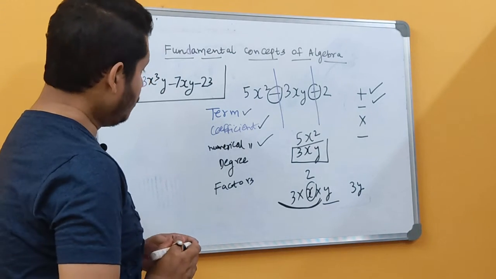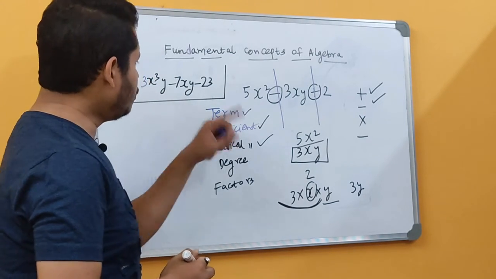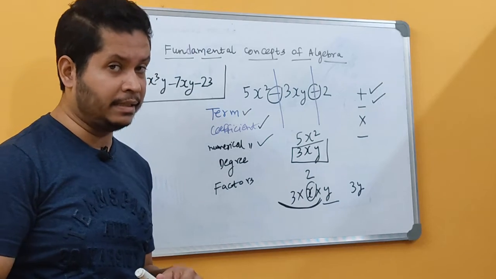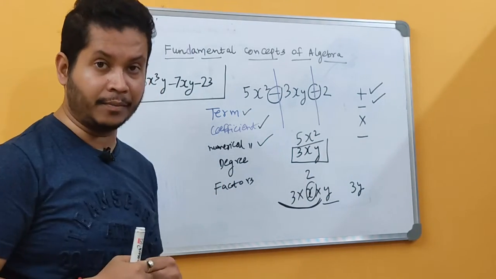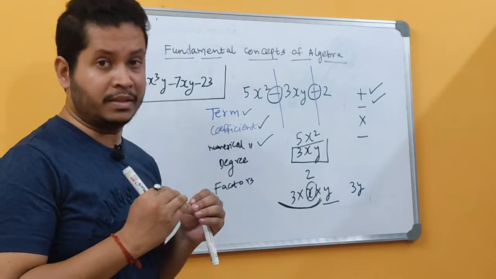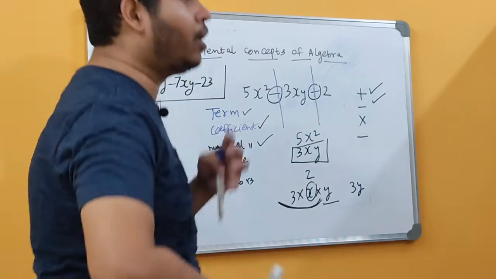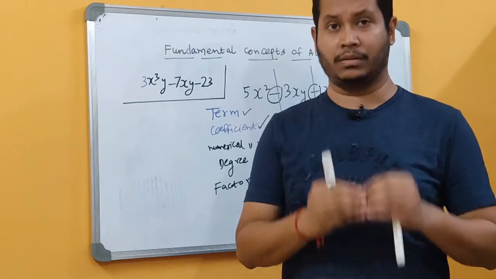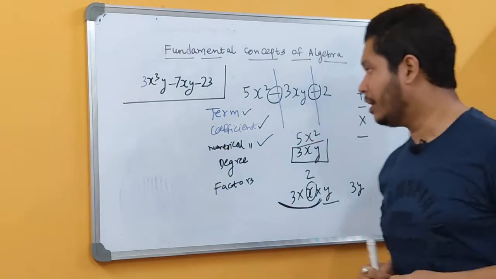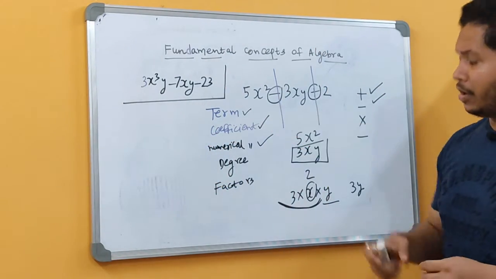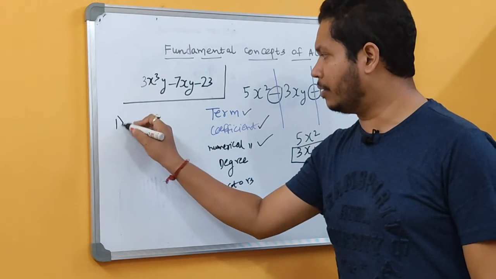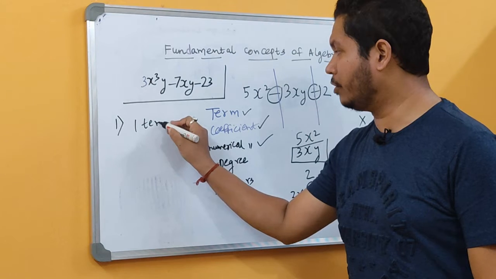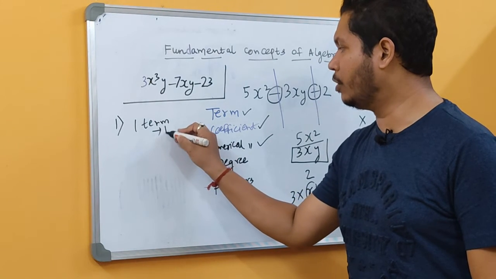Okay, now if I want to know what type of polynomial it is, then I just need to observe how many terms I have here, because the number of terms decides what type of polynomial or what type of algebraic expression is given to us. Now remember, if for any expression there is only one term, then that polynomial is called a monomial.